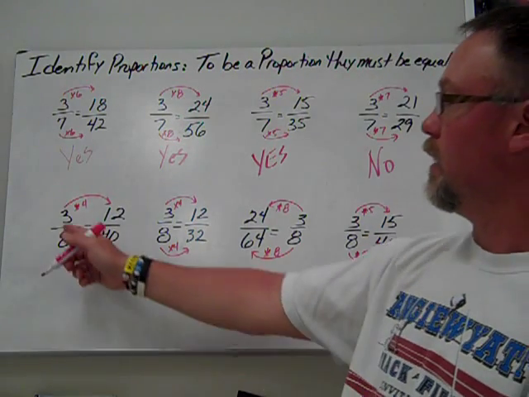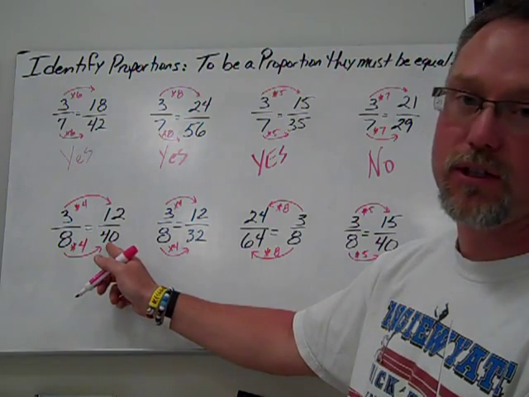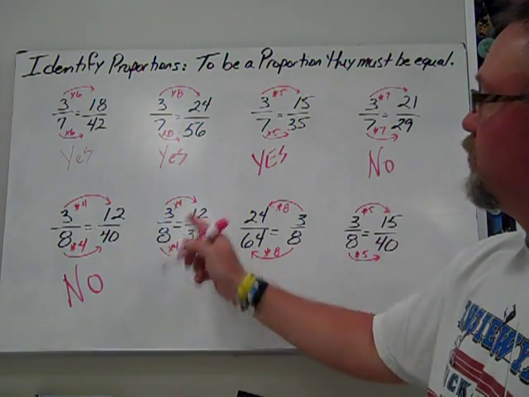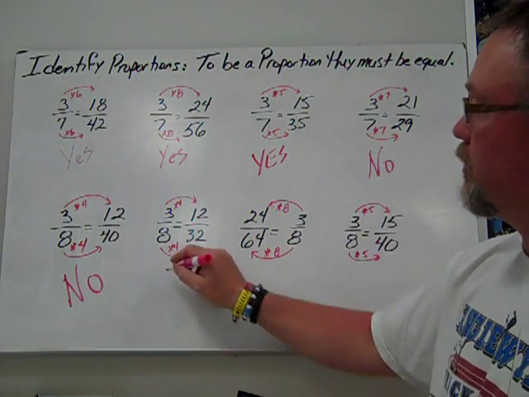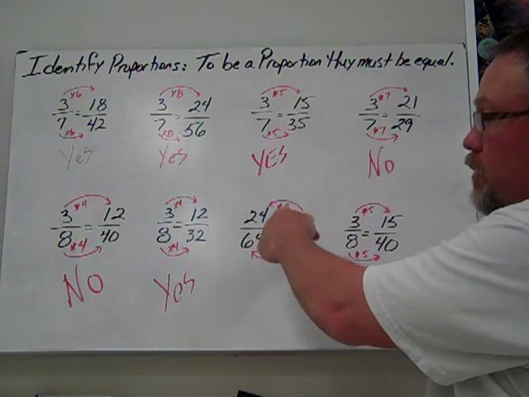They're not equal. 3 times 4 gives me 12. 8 times 4 should not give me 40. It should give me 32. So this is our no. 3 times 4 gives me 12. 8 times 4 gives me 32. So that's yes. We could go backwards in this case.